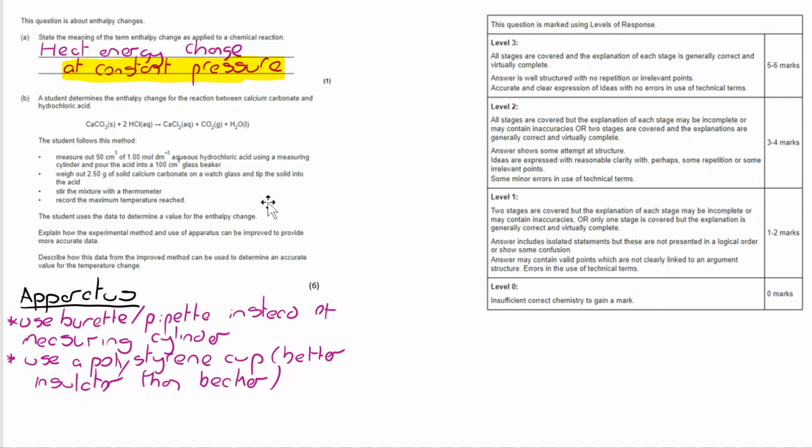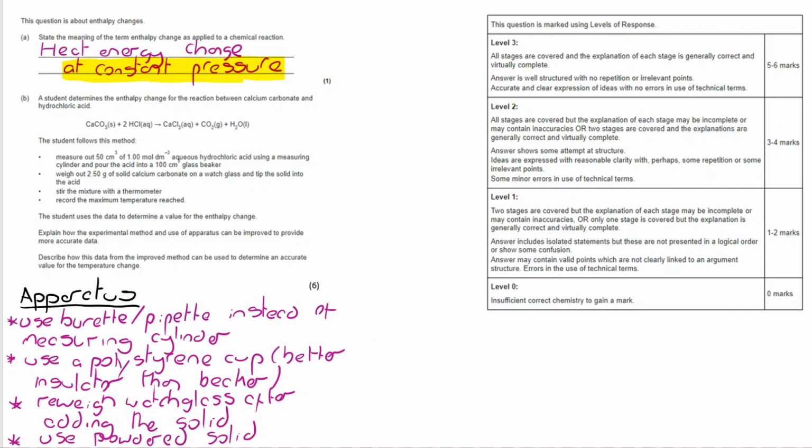You could also use a polystyrene cup instead of a glass beaker. That's going to be a much better insulator. It's going to minimize heat loss. And talking about re-weighing the watch glass after adding the solid. That way we're weighing by difference. We know the exact amount that has been added.